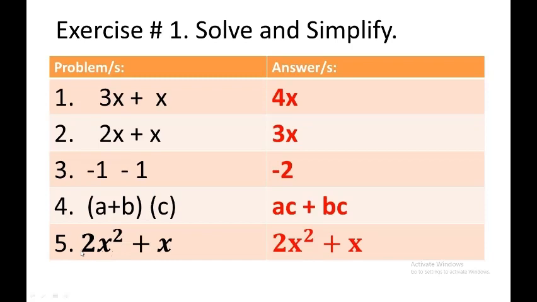Number 5, 2x squared plus x, is equivalent to 2x squared plus x still. So we cannot combine the 2x squared and the x because they have different exponents. The exponent of x is only 1 and the exponent of x squared is 2. So we cannot combine them. Please remember that because we are going to use that in our lesson for today.